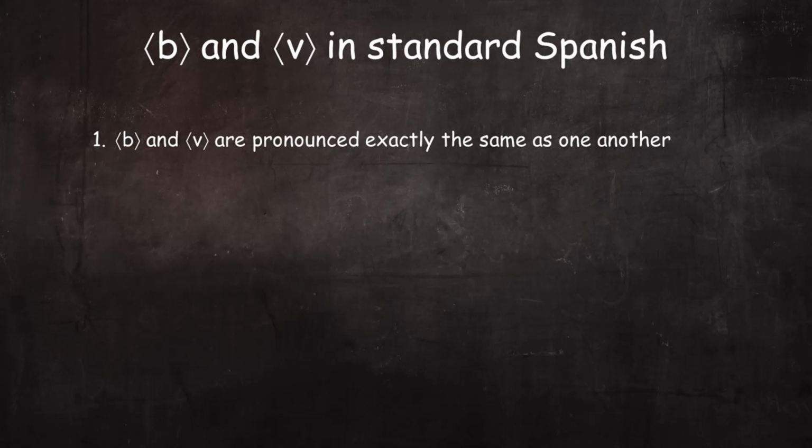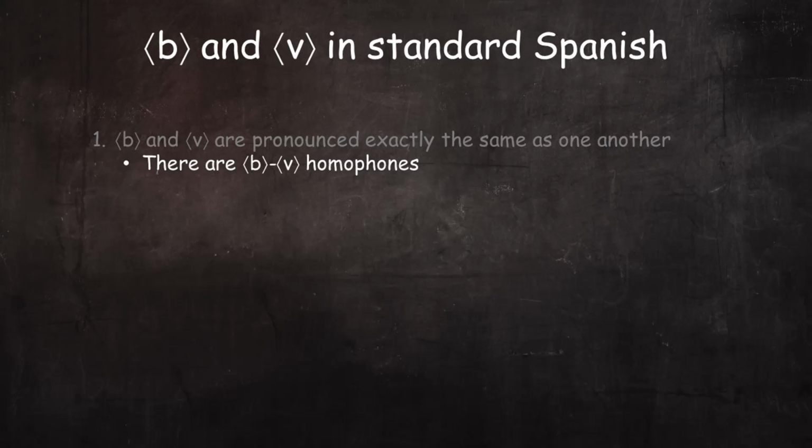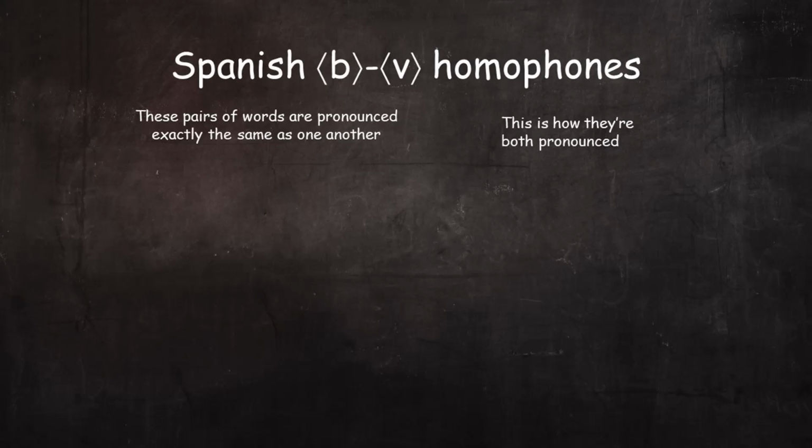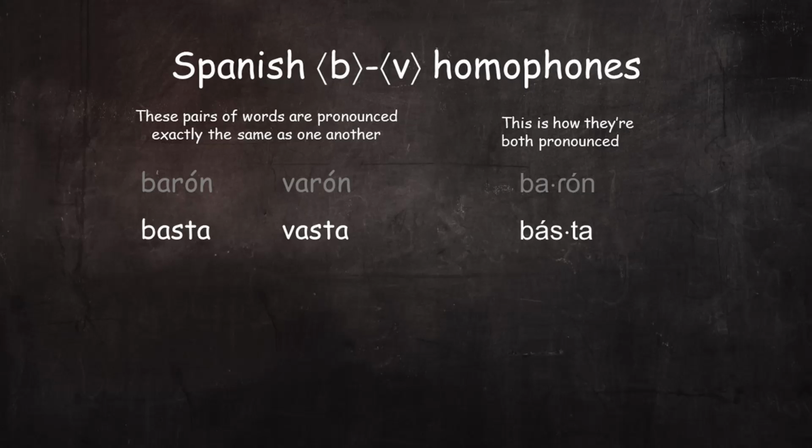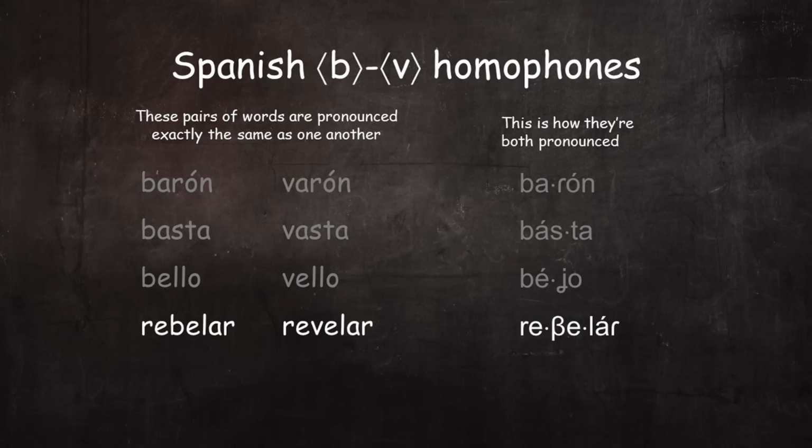This fact creates a couple of interesting consequences. One consequence is that there are BV homophones, words that are spelled differently and have different meanings, but are pronounced exactly the same. Here are a few examples. Varón, basta, bello, revelar, tuvo.